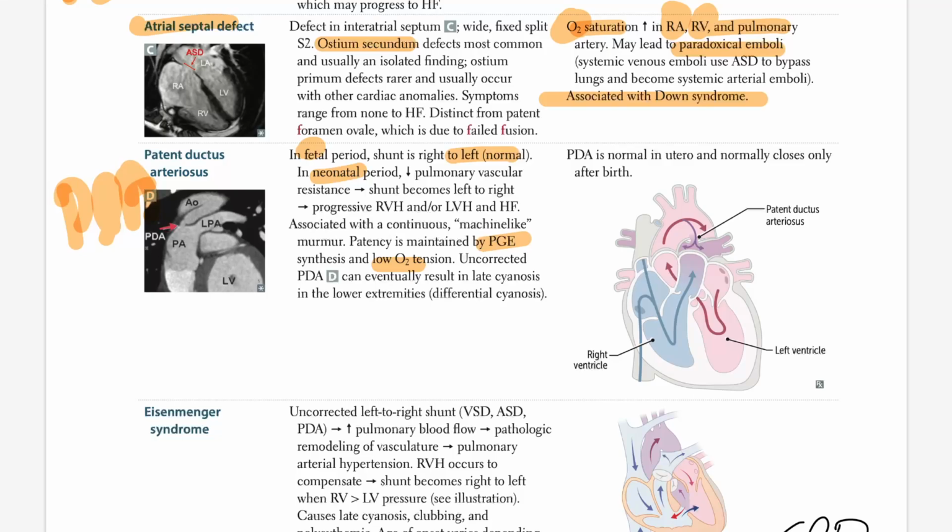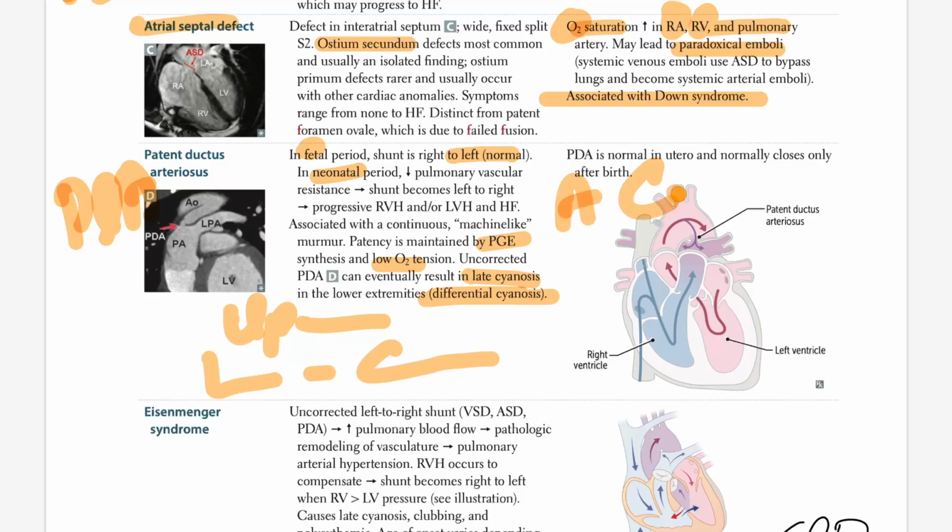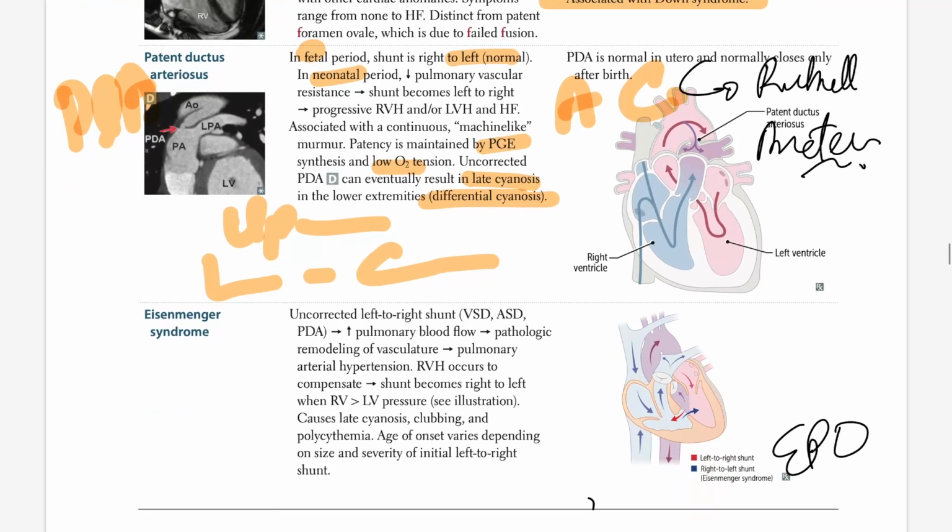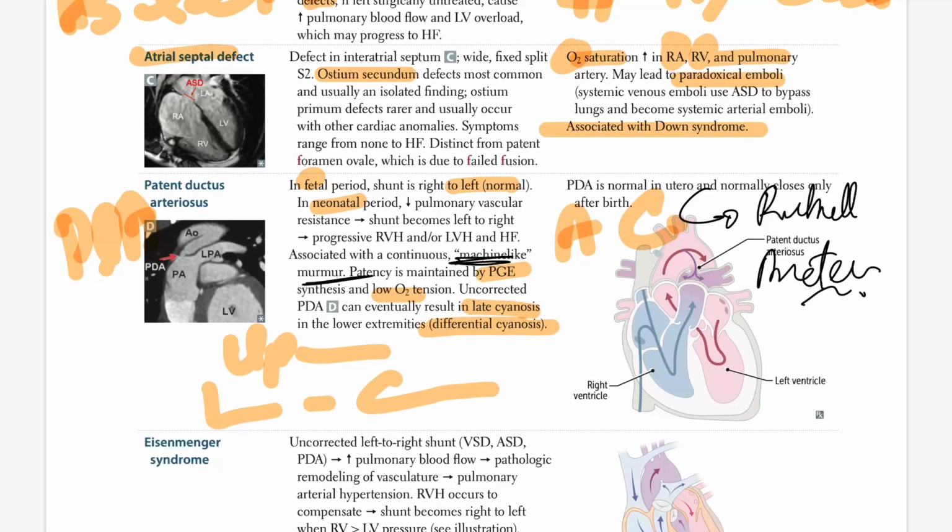Okay, it causes differential cyanosis. What are differential cyanosis? That in upper extremities it's all normal, while lower extremities are going to be cyanotic. It's called differential cyanosis. What is this guy associated with? Congenital rubella syndrome and preterm infants. I think I haven't mentioned that, but here, congenital rubella syndrome and your preterm infants. Okay, and you will have a murmur which is called machine-like continuous murmur.